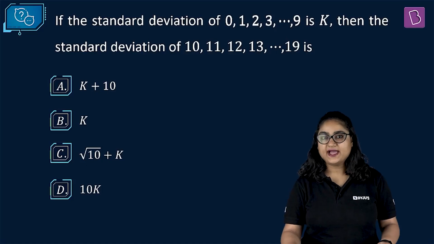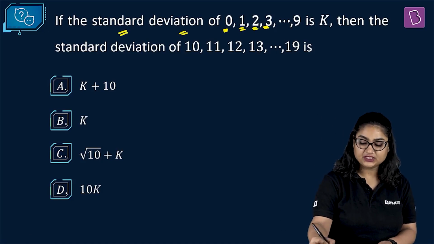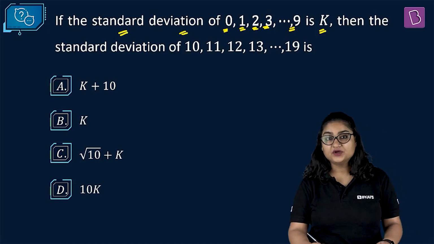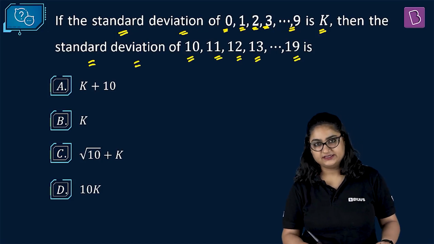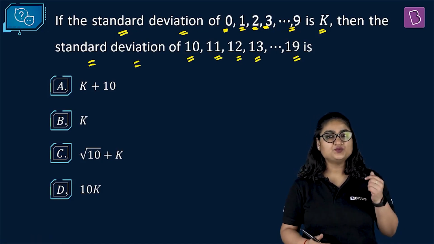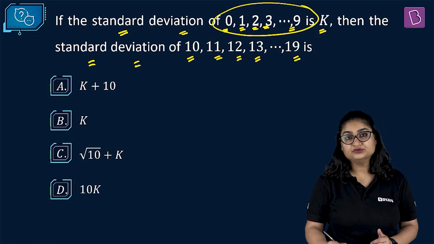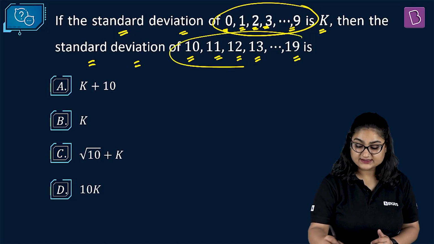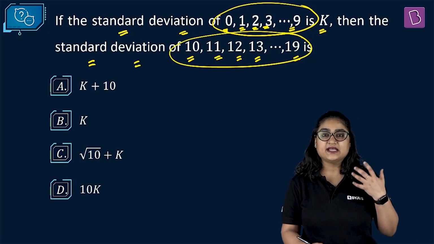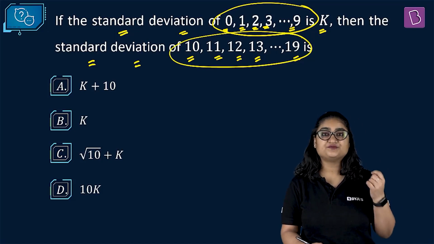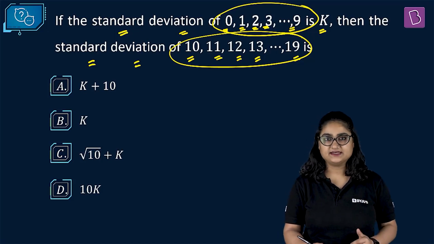So in this question, we have been given that if the standard deviation of 0, 1, 2, 3 going up till 9 is k, then what is the standard deviation of 10, 11, 12, 13 going up till 19? Alright. So if you can see in the question, we have been given two data sets. One data set contains the entries 0, 1, 2, 3 going up till 9, and another data set contains the entries 10, 11, 12, 13 going up till 19, and it has been given that the standard deviation for the first data set is k, then we have to find out the standard deviation for the second data set.